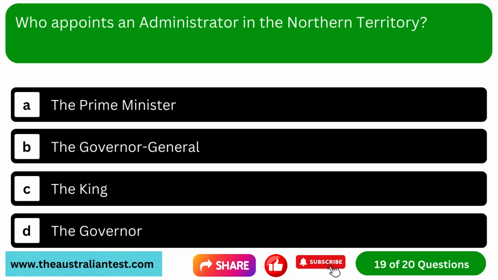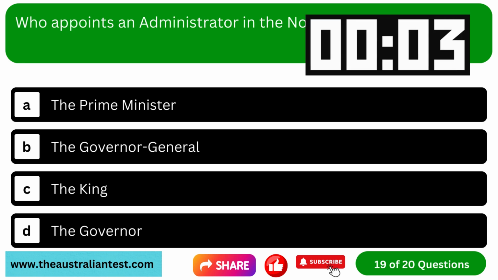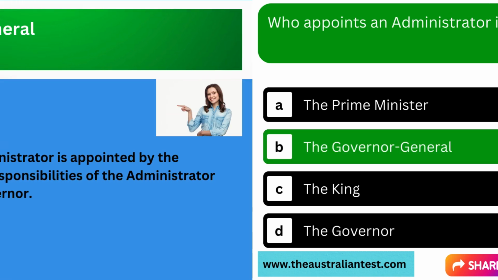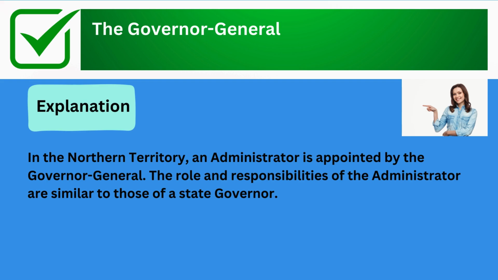Question 19. Who appoints an administrator in the Northern Territory? Option A, the Prime Minister. Option B, the Governor-General. Option C, the King. Option D, the Governor. The correct answer is the Governor-General. Explanation: in the Northern Territory, an administrator is appointed by the Governor-General. The role and responsibilities of the administrator are similar to those of a state governor.